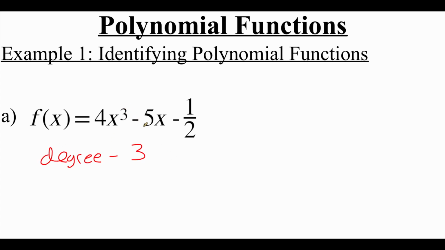Now, as we're looking at our leading coefficient, we look at that highest powered x, which is the x cubed. The leading coefficient is the number in front of that x. So I'm looking at this 4 here. So the leading coefficient of this polynomial is the 4.